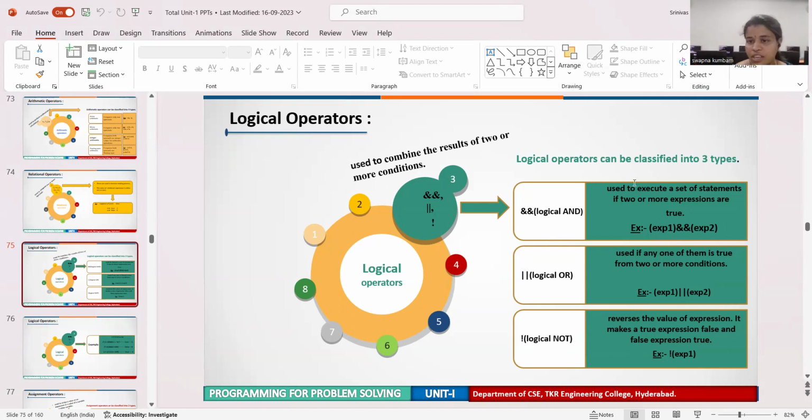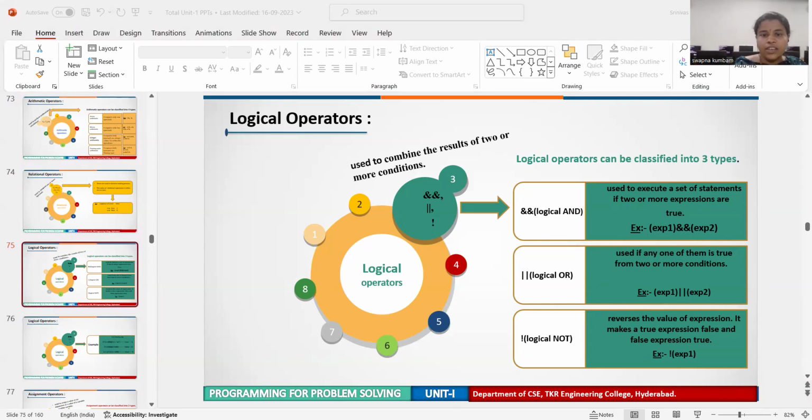Logical and is used to execute a set of statements if two or more expressions are true. So if I am taking two expressions, I am explaining about logical and now. If I am taking A is greater than B, and I am using one more expression, C is equal to D. So these are the two different relational operators used. These are the two expressions I have.